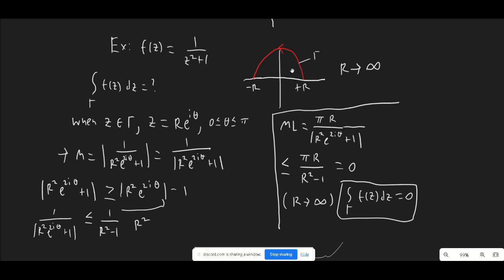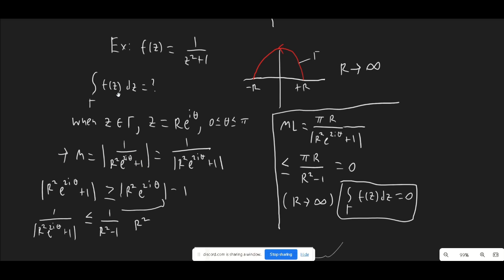So that means that our M is going to be the absolute value of 1 over r squared e to the 2iθ plus 1. Take the modulus of all of that, right? And again, we don't know the exact value of theta here because we're talking about the maximum possible value of f of z over this point. So theta could be really any value between 0 and pi.